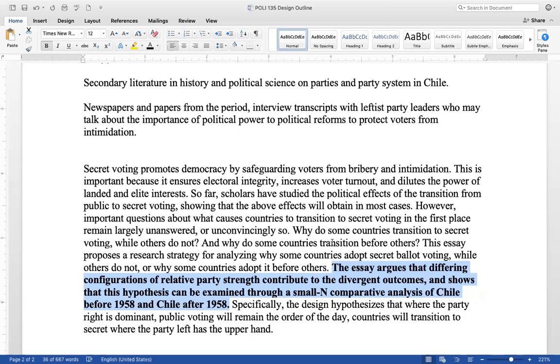And it says quite clearly, it's very declarative, right? The essay argues that differing configurations of relative party strength contribute to the divergent outcomes and shows that this hypothesis can be examined through a small comparative analysis of Chile before 1958 and Chile after 1958. And then you don't have to include this next part, but I think that including the hypothesis is useful because it tells the reader right away, what is the key theoretical proposition? What is really the key axis of discovery and analysis here? And that's where you put this.